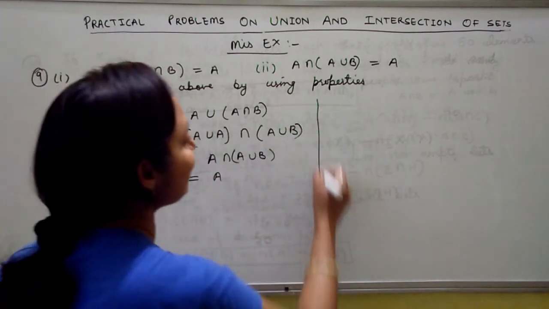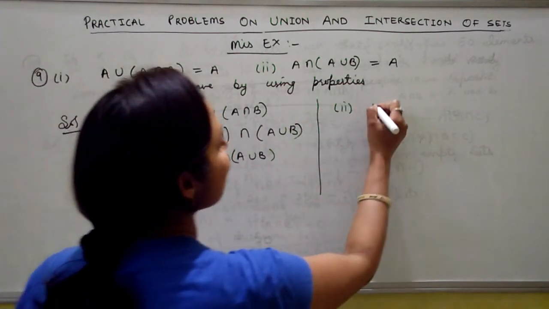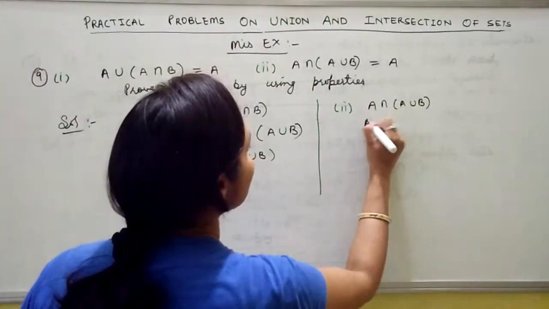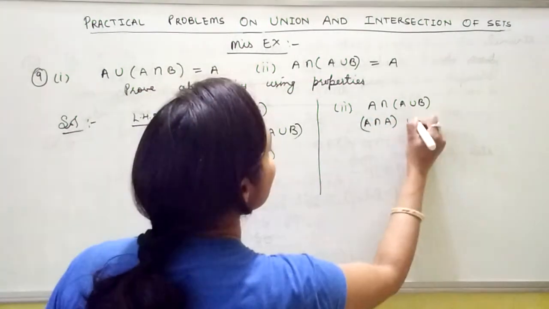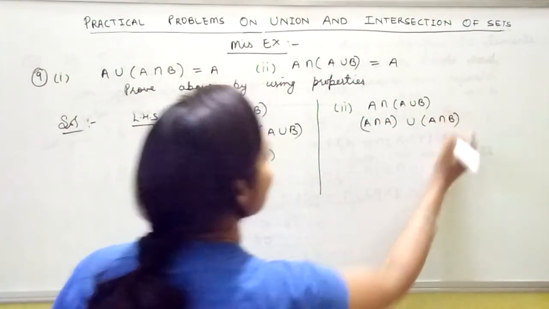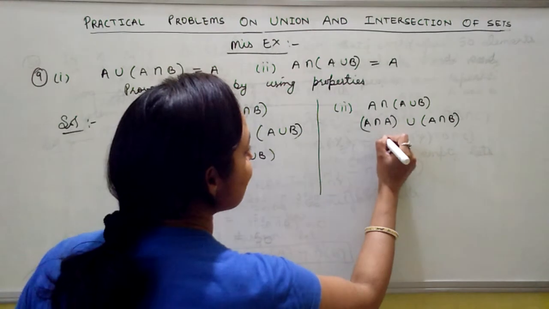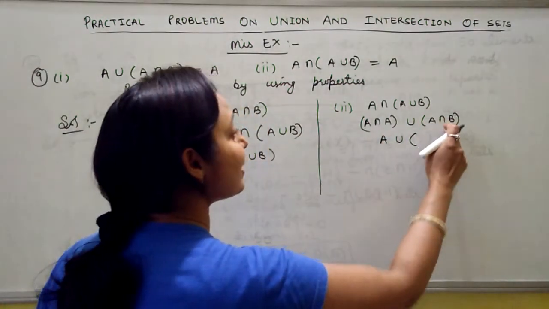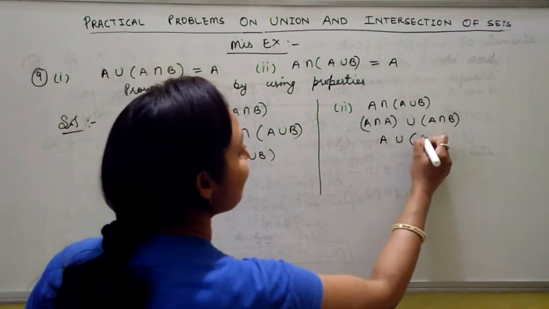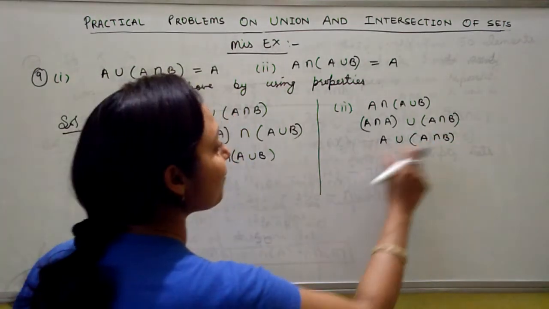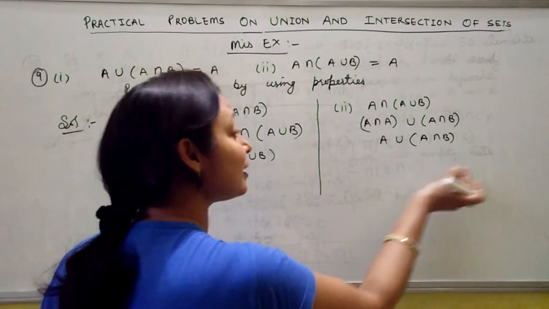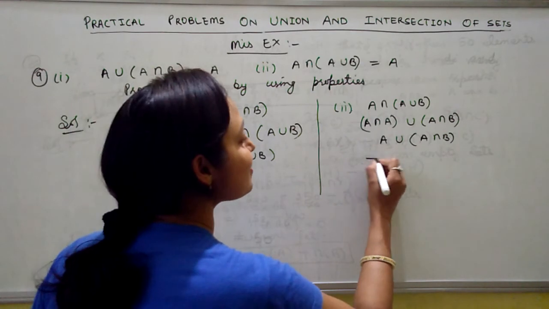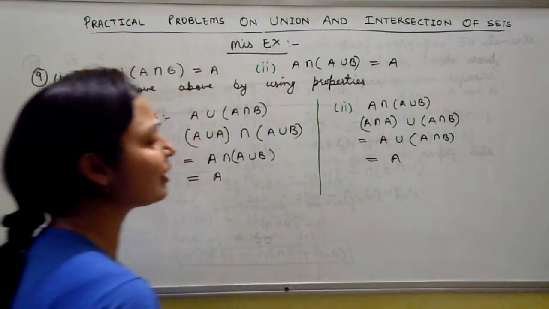Come to the second part. The second part is the same as the first: A intersection (A union B). I will again apply the distributive law: (A intersection A) union (A intersection B). When you take A intersection A, there is A. Combined with the element common to A and B, which is present in A, when you combine these two, we have A. So these are very easy questions.